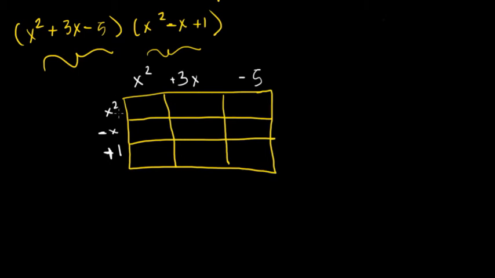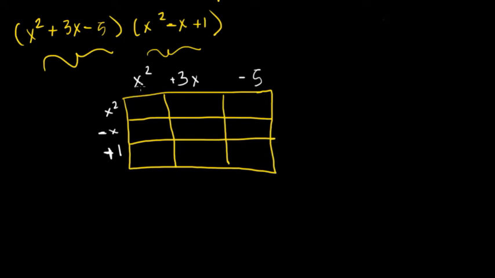So what will we do here? Well, let's multiply this term times this, and we're going to put it here. And then this term times this, and we're going to put it here. Then this term times this, and we're going to put it here. Then we go to the next row. This negative x times this x squared, and it'll go in this box. This negative x times this positive 3x, and it'll go in this box. I think you get the hang of it, okay? So let's go ahead and do that.